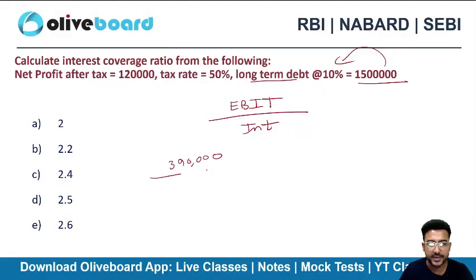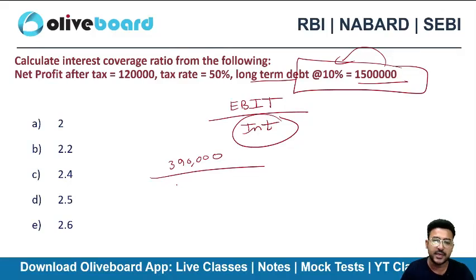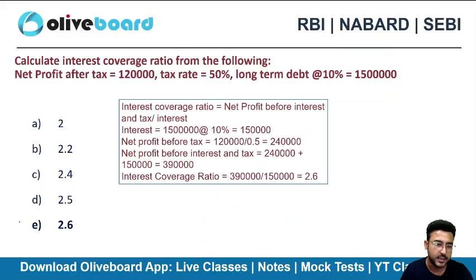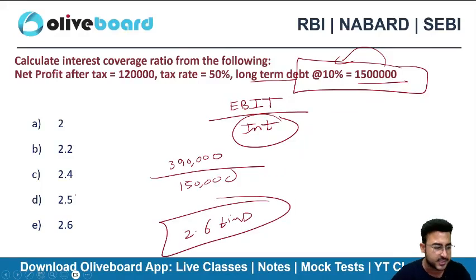What is my interest amount? It is 1,50,000. 15 lakh at 10%, 1,50,000. So can I say that my interest coverage ratio is nothing but 2.6 times? Option E. Now, what is the meaning of this interest coverage ratio?